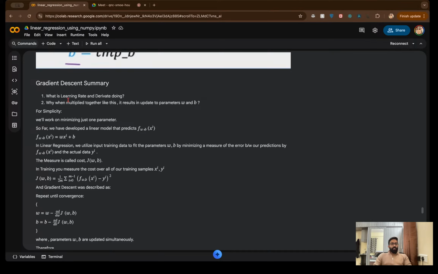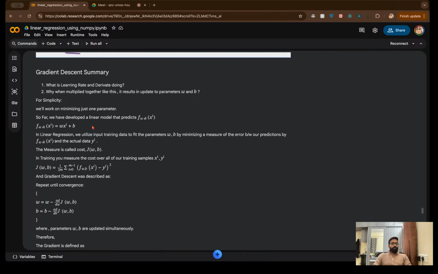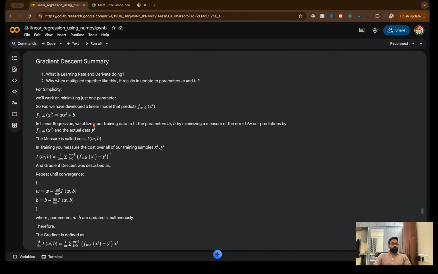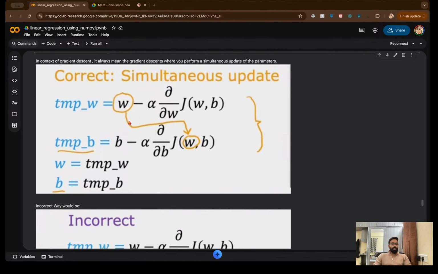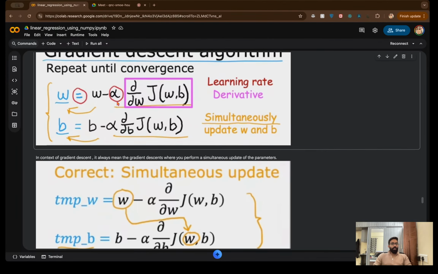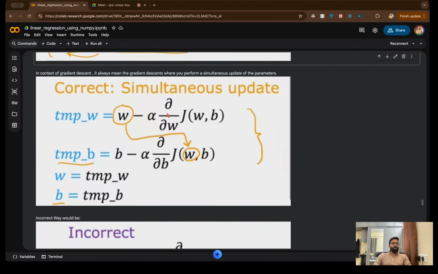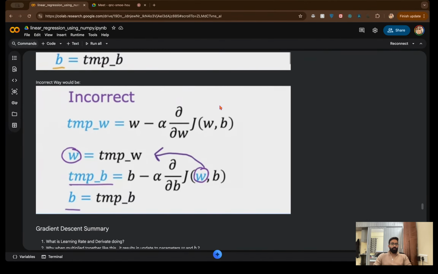Now, gradient descent summary. What are the learning rate and the derivative doing? And second, why are they multiplied together like this, resulting in the update to parameters w and b? Two things are here: the learning rate and the derivative, and something called simultaneous update is also there.